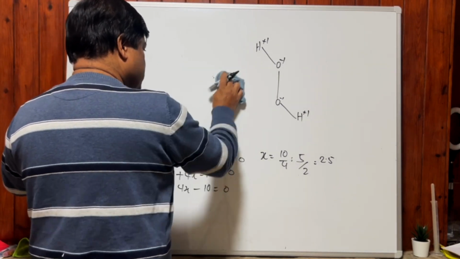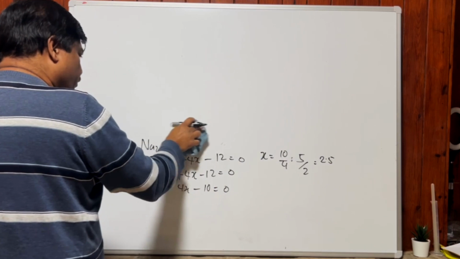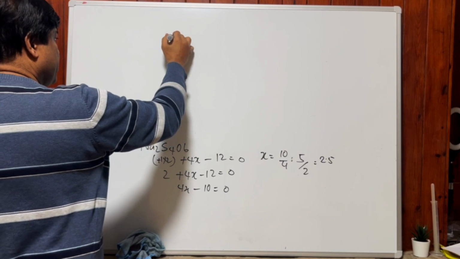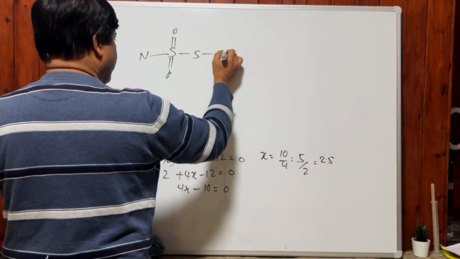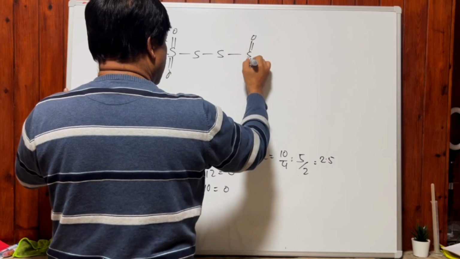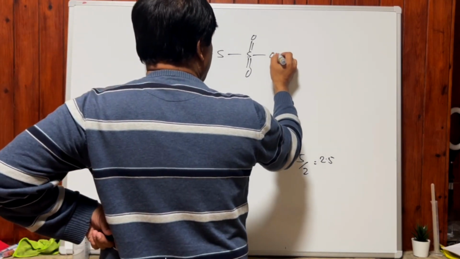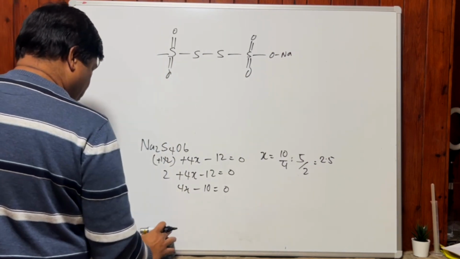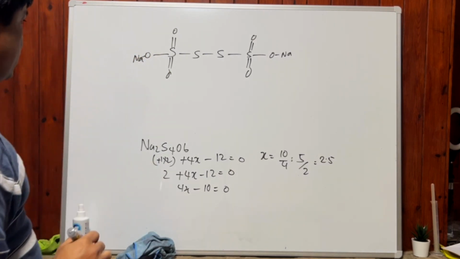I will draw a structure and you can clearly see what is the oxidation state of each sulfur in that structure. So we have sulfur, double bond O, Na, sulfur, double bond O, O, Na, O, Na, O, Na, sodium tetrathionate.